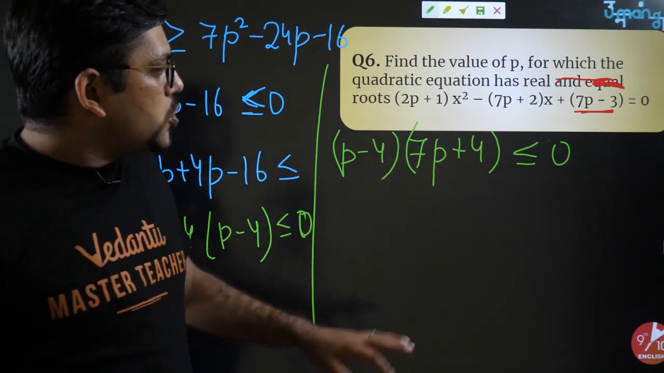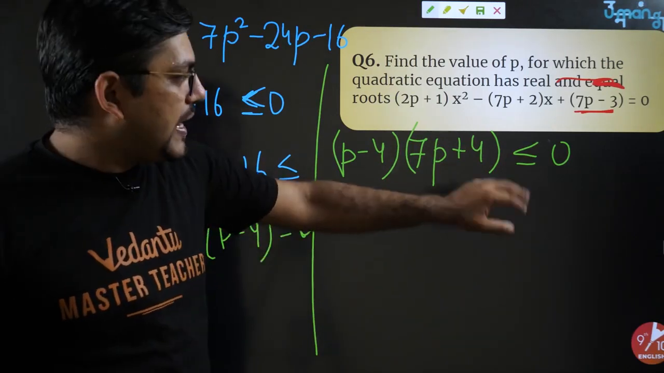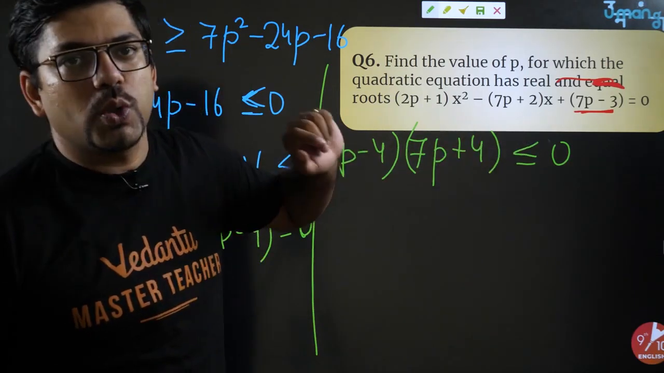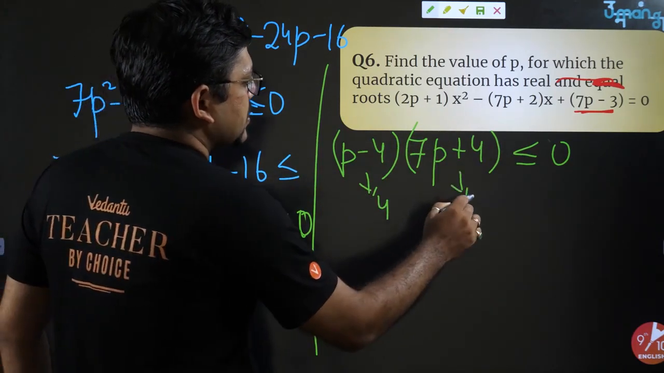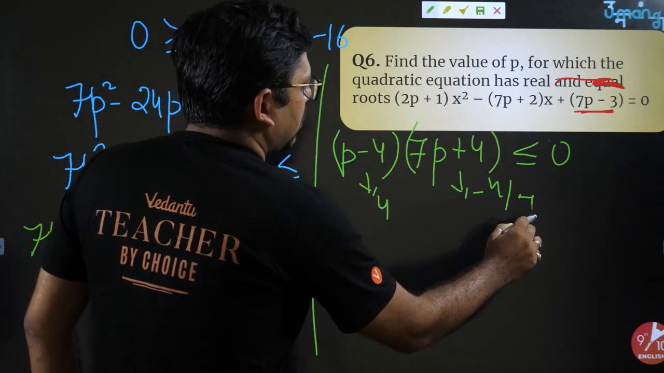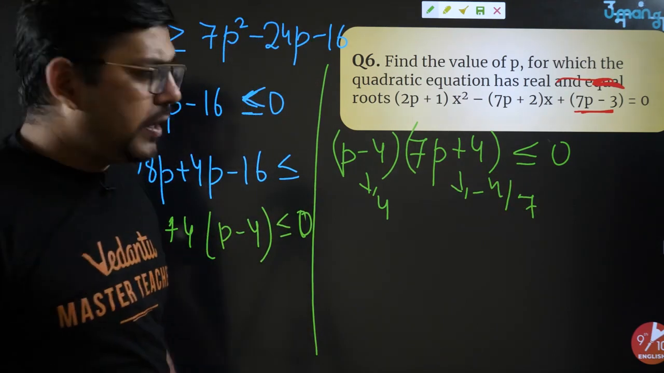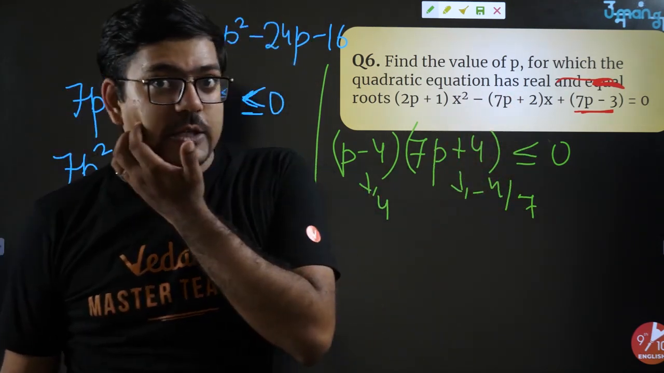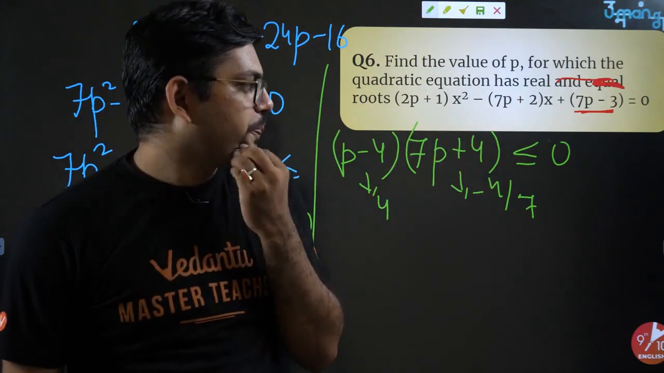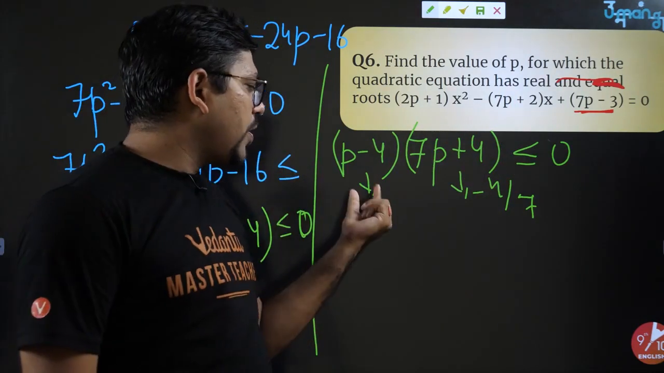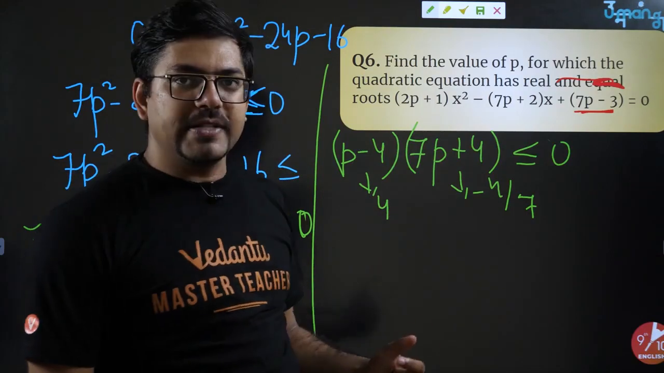So how to solve it further? Because if this had been equal to 0, we would have very easily found the zeros: this is 4 and this is minus 4 by 7. We would have found that, yeah. But here it's not equal to 0, it's less than 0, less than or equal to 0. Two things are the same at the same time. Okay, fine, no issues. But we got two zeros, 4 and minus 4 by 7.